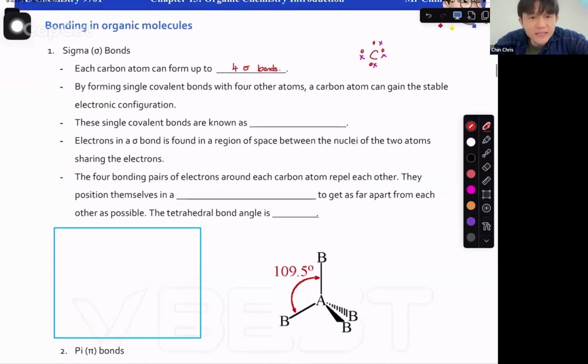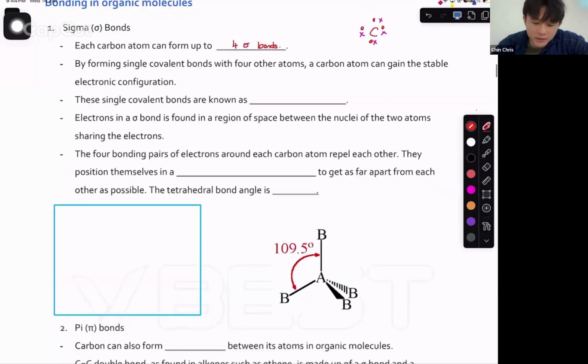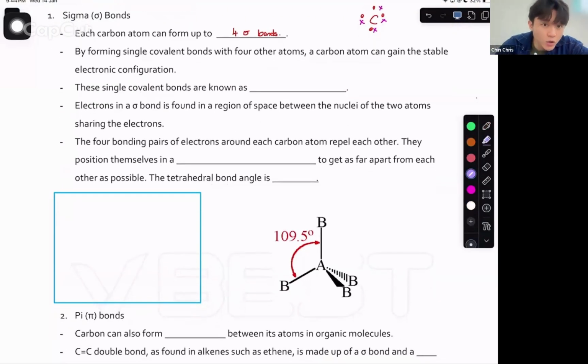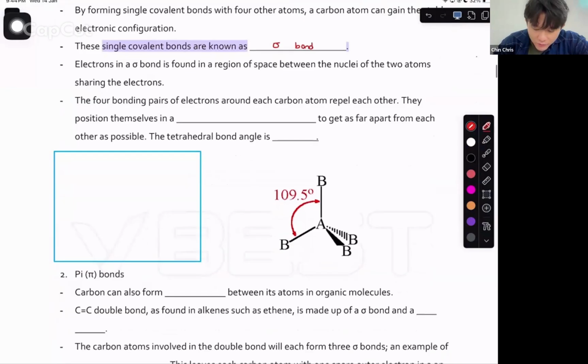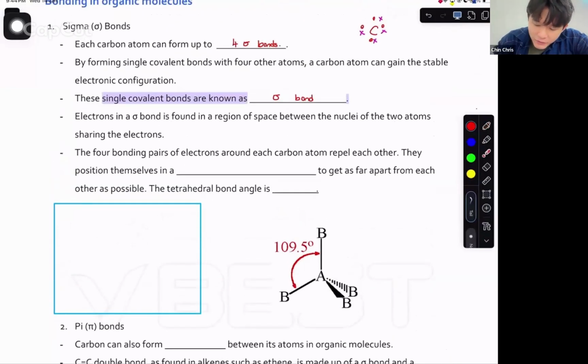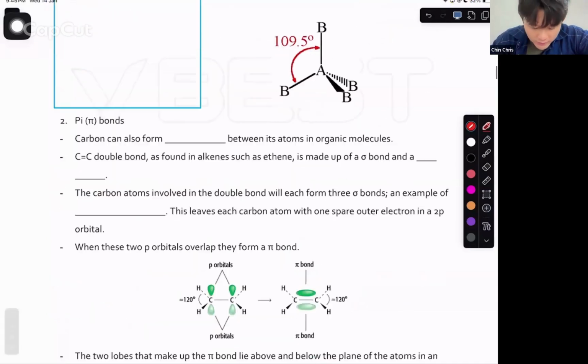Okay, guys, next. By forming a single covalent bond, a carbon atom can gain a stable electronic configuration. Remember, every single covalent bond is always a sigma bond, yeah? So the electron in the sigma bond is found in between the nuclei. And guys, for any carbon that forms 4 sigma bonds, the shape is always tetrahedral. Remember that, yeah? And for any tetrahedral, the bond angle is 109.5 degrees. That's it.